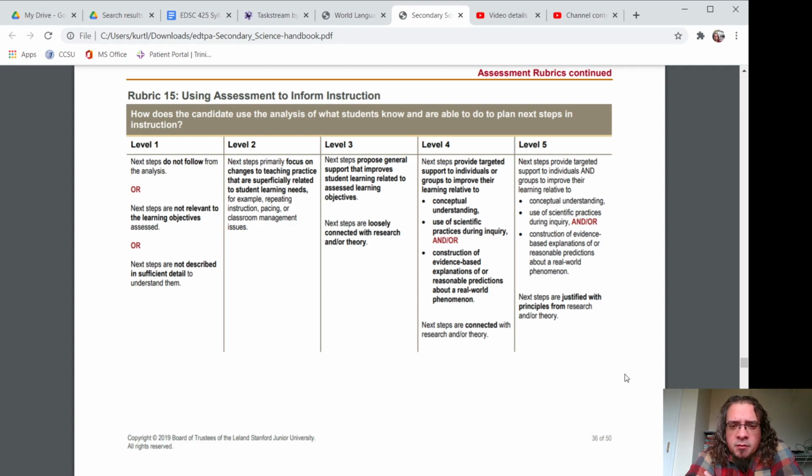The rest of the language here is tied specifically to science content. So again, you can look at that a bit on your own, in your own content area if you're not science. Last but not least, the language remains the same for level 5. The only thing that changed is the level of justification for research and theory. So level 4 and 5 are identical to one another except for the research and theory. All right?